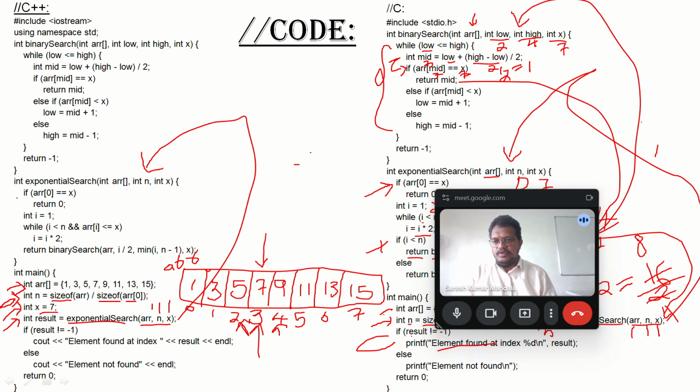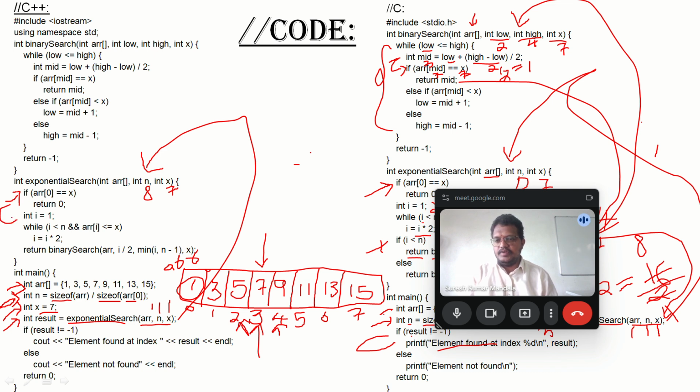Control is jumping here. It will check whether the starting index value is equal to the target value. Arr of 0, what is arr of 0? That is 1. Is 1 equal to the target value? What is the target value? That is 7. The size is 8. If the condition is false, it will come to the next line.